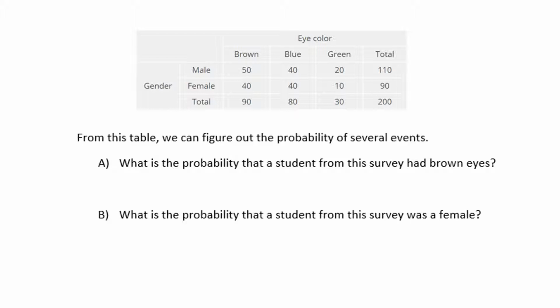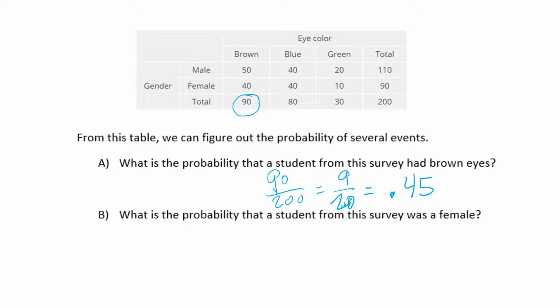So based on that, we could answer the questions that we have here. Question A, what is the probability that a student from the survey had brown eyes? So all we're interested in is total brown eyes. We don't care about the gender of the people with brown eyes, just how many have brown eyes. That'll be 90 out of 200 total students. That simplifies to 9 over 20, which is 45%, or as a proportion, 0.45.